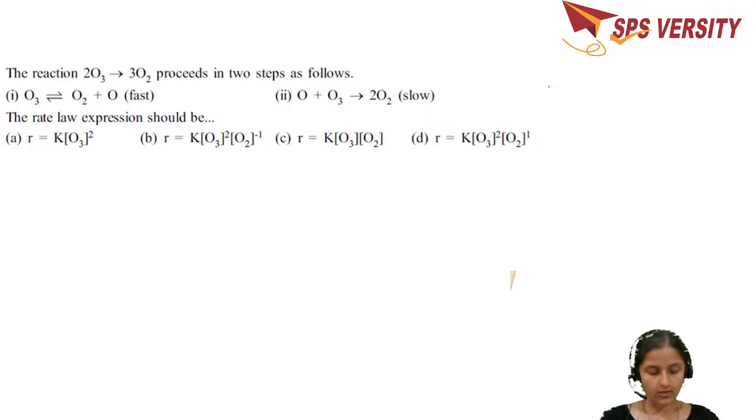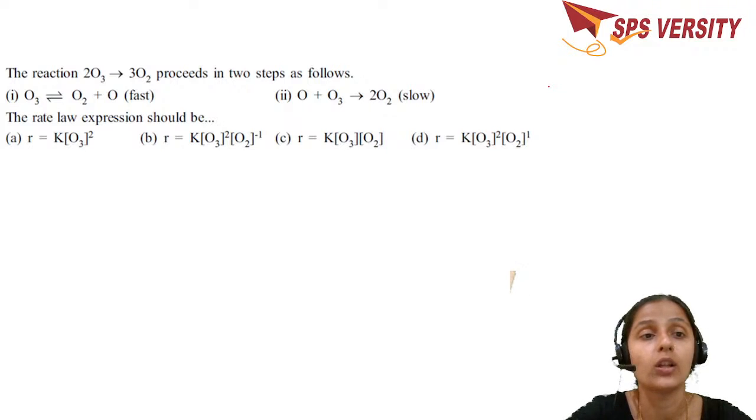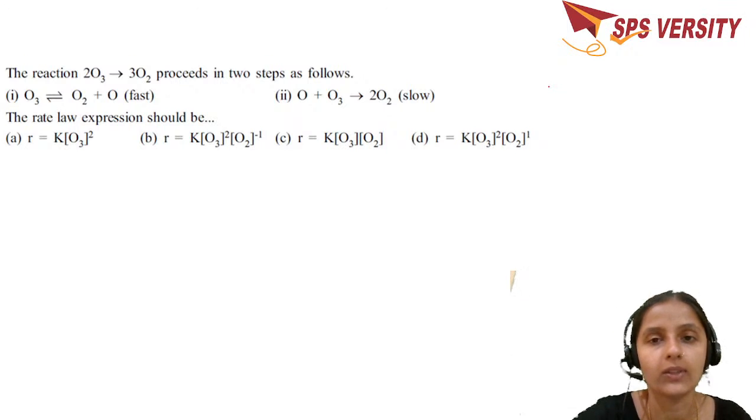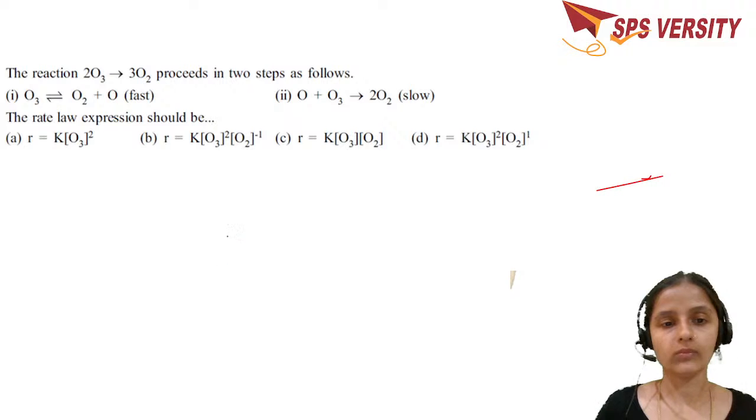So what do you say about this? The reaction is given: 3 molecules of ozone undergo dissociation to give 3 molecules of dioxygen. And the reaction proceeds in 2 steps. So one will be the faster step, the other one will be the slow step. So how do you write it? Always the rate law expression is given in terms of the concentration of the reactants of the slowest step, O into O3.